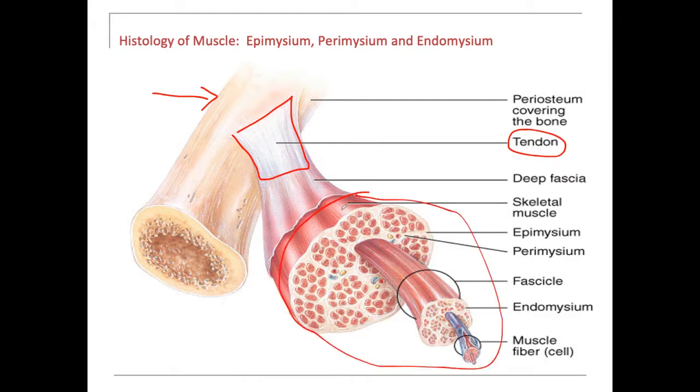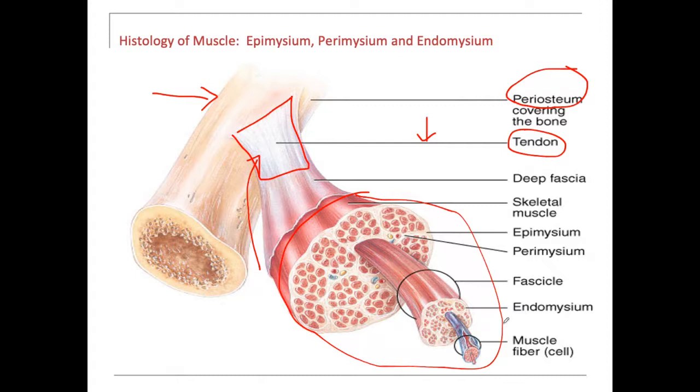But it's not the muscle itself that's attaching to the bone, it is the tendon. The muscular portion is the contractile portion. It's generating the tension. It transmits the tension here to the tendon. The tendon attaches to the periosteum of the bone and makes it move.